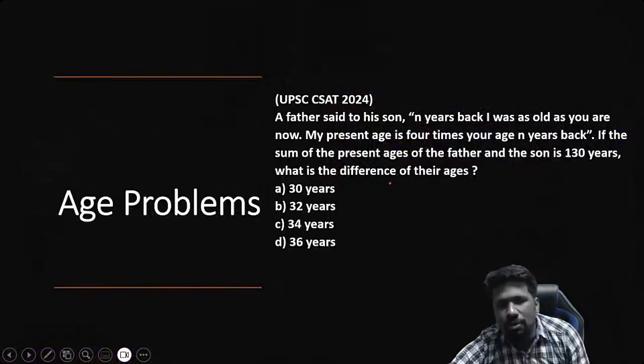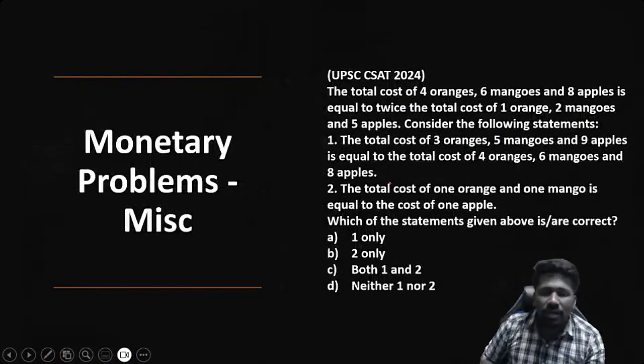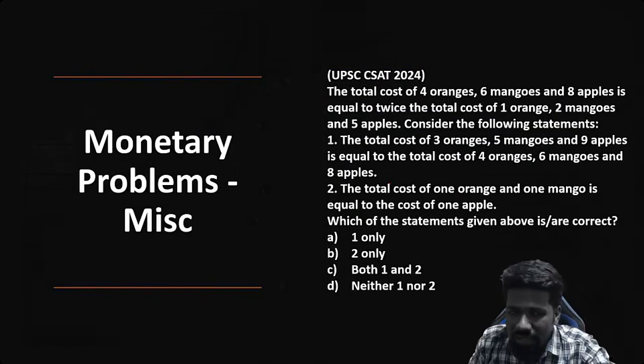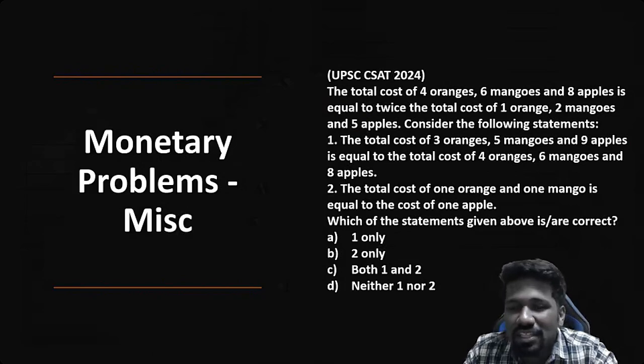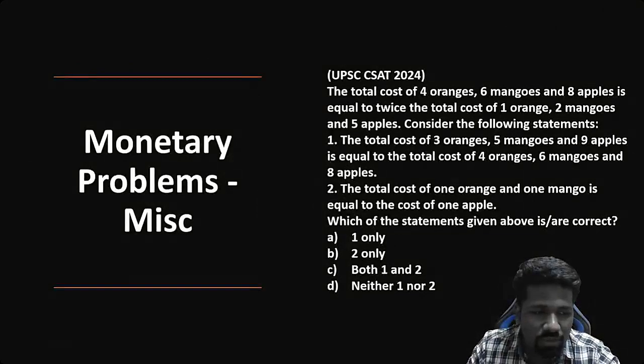That is the age problem. Then miscellaneous money related problems can also be asked. Money related problems, but not profit, loss, discount or any percentage involved. A random money situation can be created. This is such a question that was asked in the 2024 exam. So that also will be discussed. So that is about the major algebra areas. Any doubts till now, please mention.